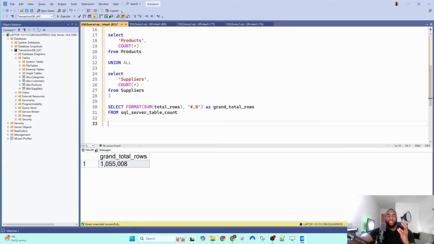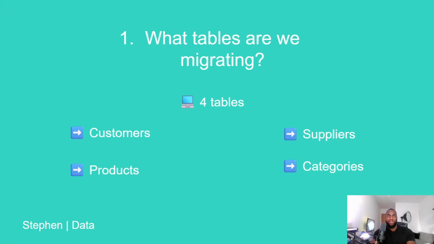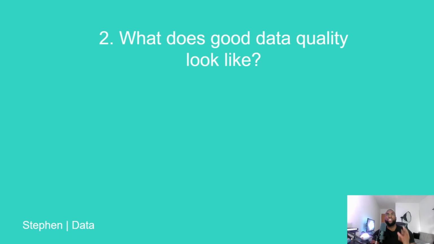So how do we know we've done this correctly? That's what's going to lead us to our second question. What does good data quality look like? So we need to check the data quality before migration and after migration. The data quality checks we do before migration are what we will call pre-migration data quality checks.